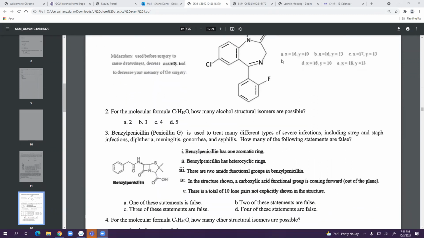Okay. Number 2 is drawing isomers. So that basically just means we're going to draw the same molecule, but a little bit different each time. And I have to do this structure. What does that structure look like? Yep, every college student's favorite molecule, alcohol. Alcohols can be on primary carbons, secondary carbons, and tertiary carbons.